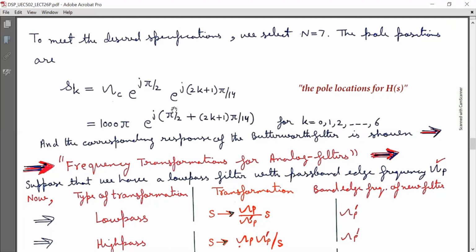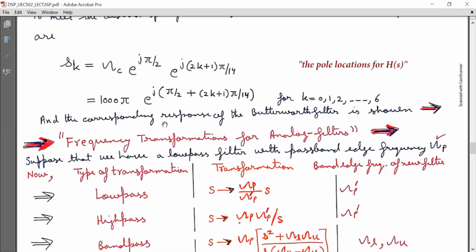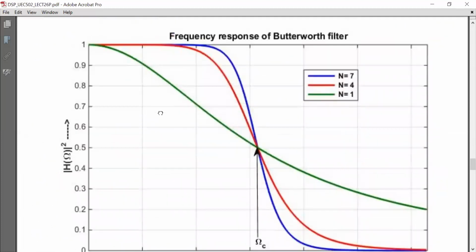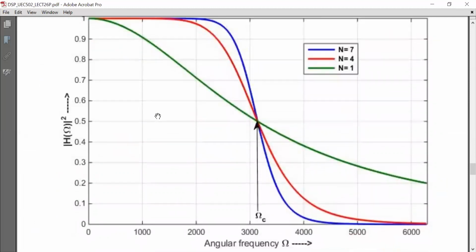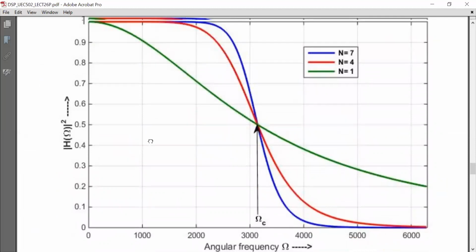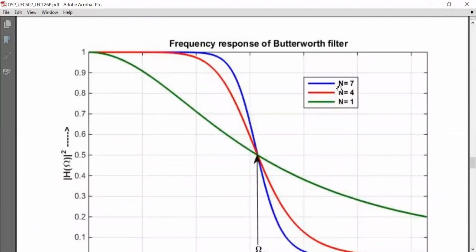And the corresponding response of the Butterworth filter is shown by MATLAB simulation. That is the frequency response of the Butterworth filter. Magnitude H omega square is on the y-axis, and continuous time angular frequency is shown on the x-axis. For the order N is equal to 7, this blue colored line shows the response of the Butterworth filter for N is equal to 7. You see that in the pass band, the response is maximally flat.